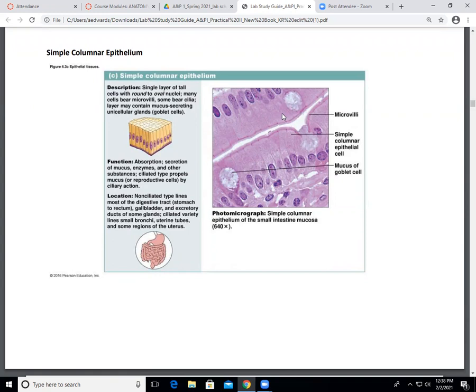All right, now we also have columnar shaped cells or rectangular shaped cells. You have 1 layer, it's simple columnar. These help with absorption and secretion. All right. Columnar cells, a lot of times you'll see cilia or microvilli on them. These are increasing the surface area in your small intestine. Why would you want to increase your surface area in your small intestine? You might know what happens there.